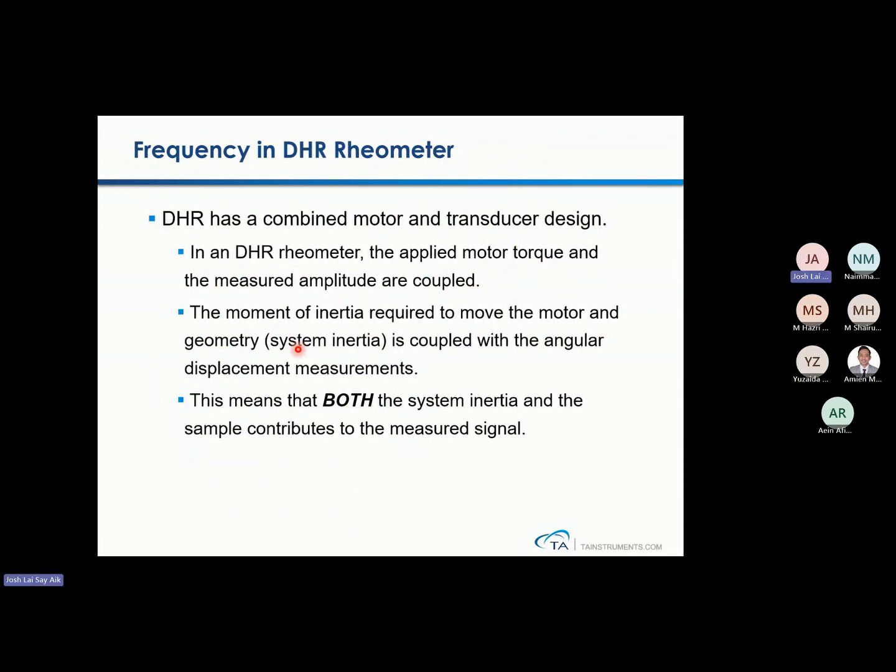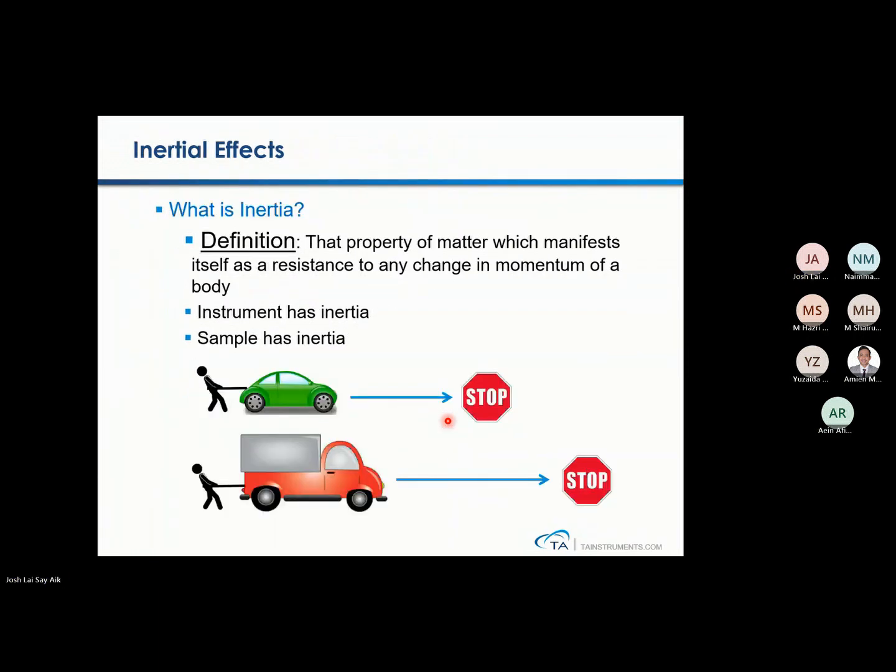So DHR or HR is actually a CMT, combined motor transducer technology. That's why they're going to have inertial issues. So this means before moving the samples, they're going to move the motor first. Okay. So both these inertial issues will contribute to your measurement. So what's inertia? Inertia typically is a property of materials that manifests itself as a resistance to change. We are measuring resistance to change now. So we want the resistance to change coming all from the sample, not from the instrument. Okay, but the instrument has inertia, the sample has inertia.